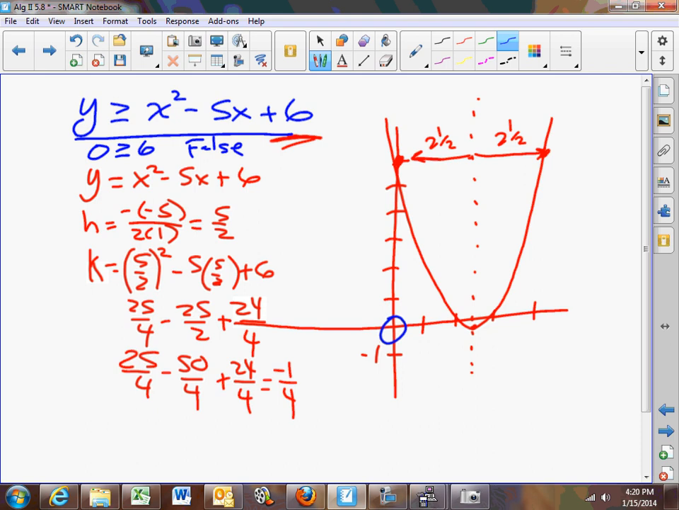So we do not want to shade the side of the parabola that contains the origin. Therefore, we would be shading the other side of the parabola, which would be inside. And so let's see how I can do here. Shading.